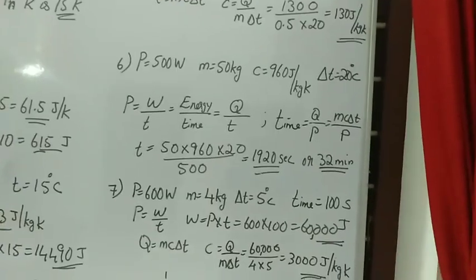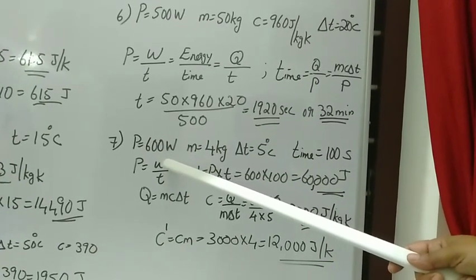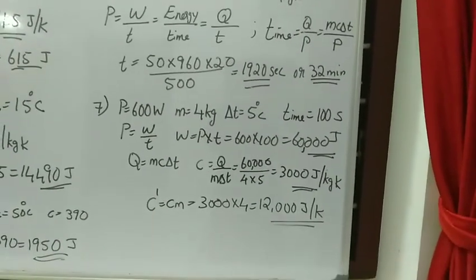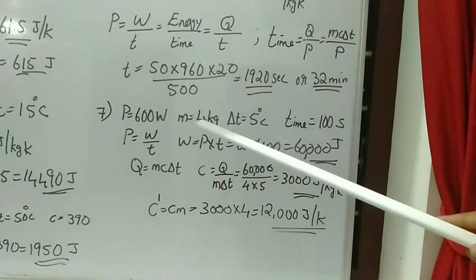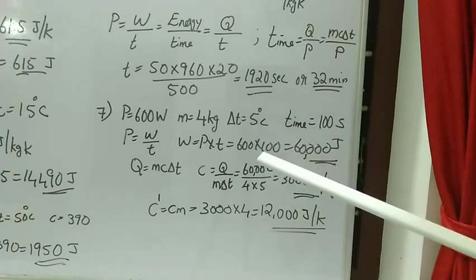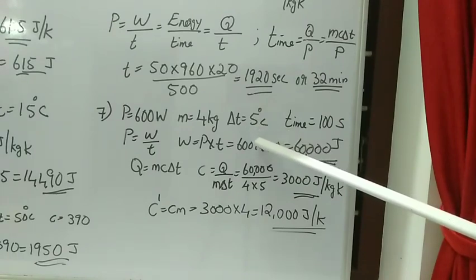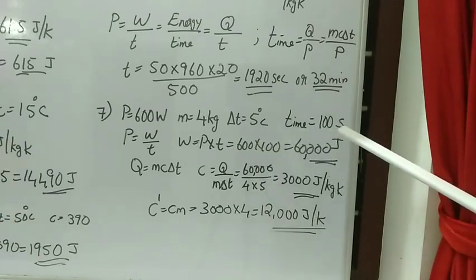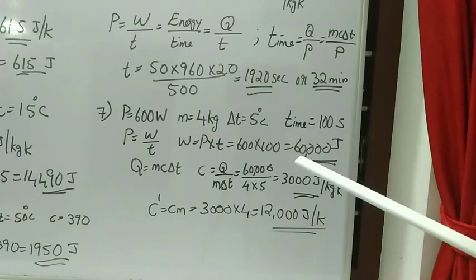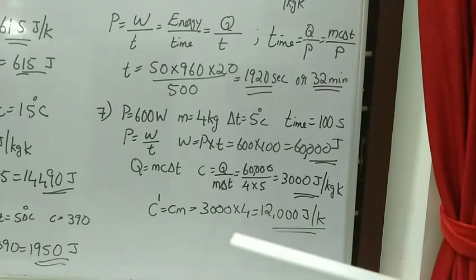An electric heater of power 600 watt. So again power is given, 600 watt. It raises the temperature of 4 kg of liquid. So the mass of the liquid is given, 4 kg, from 10 degrees Celsius to 15 degrees Celsius. So change in temperature delta T is equal to 15 minus 10, that is 5 degrees Celsius, in 100 seconds. Time is given, 100 seconds. Calculate heat capacity and specific heat capacity. So we have to calculate C and C dash.